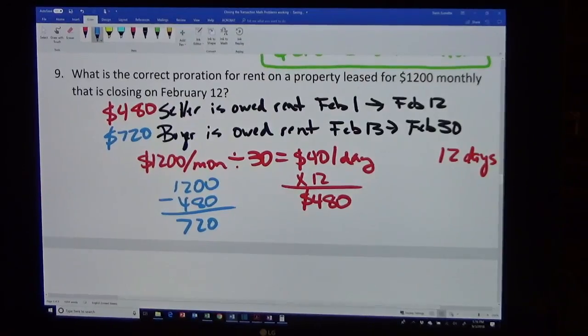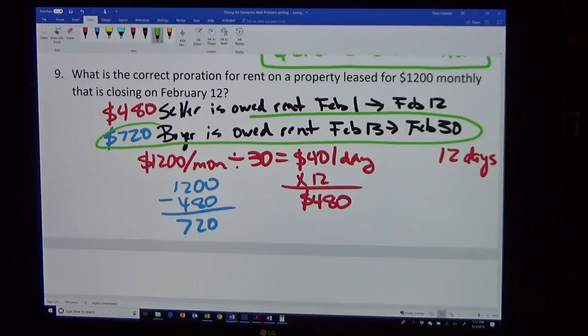So let's go back and look at what's happened up here. It says, what's the correct proration for rent on a property leased for $1,200 monthly that's closing on February 12th? Well, here they didn't give us the statement. And here's why. We know what's happened with the rent. Rent is always paid on the 1st to the seller. And if it was paid to the seller, then we want to do the opposite here. So we want the buyer side. So the correct proration is going to be $720 credit buyer, $720 debit seller.